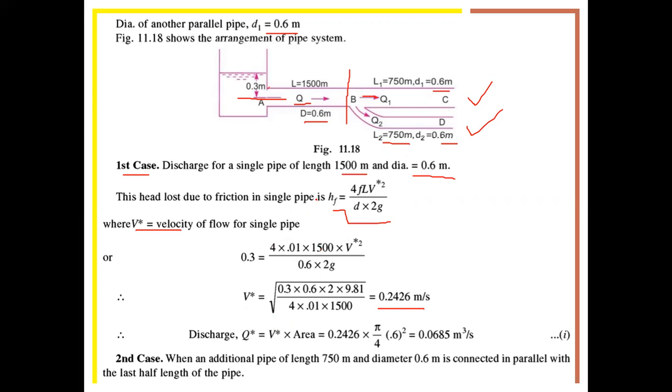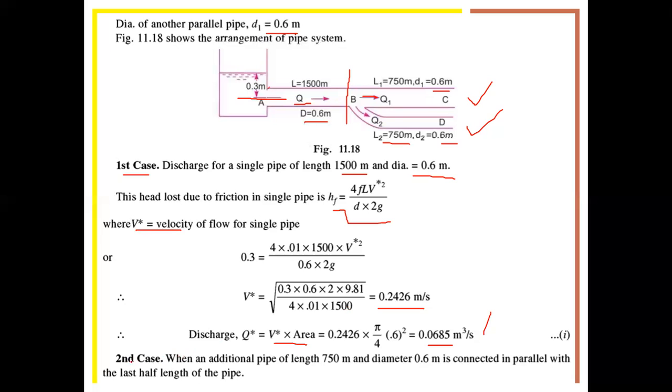Now take the discharge of the first case. Q is equals to V into area. V value ఇక్కడ వేయండి. Area is equal to pi by 4 d square, that is equal to 0.0685 meter cube per second. ఇది ఫస్ట్ కేస్ అనుకుందాం. ఓకేనా? That is the first case.